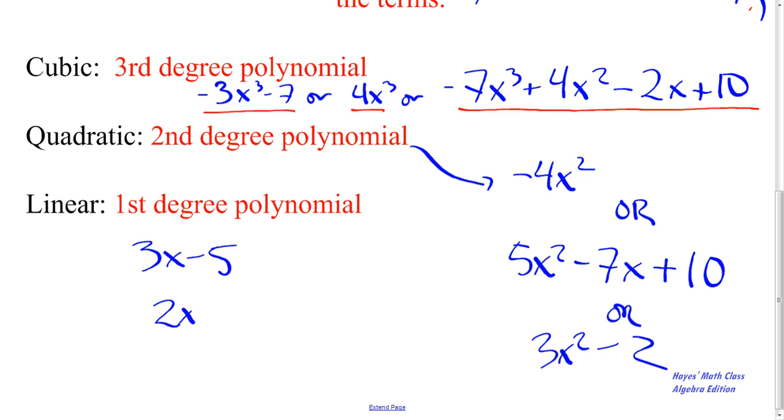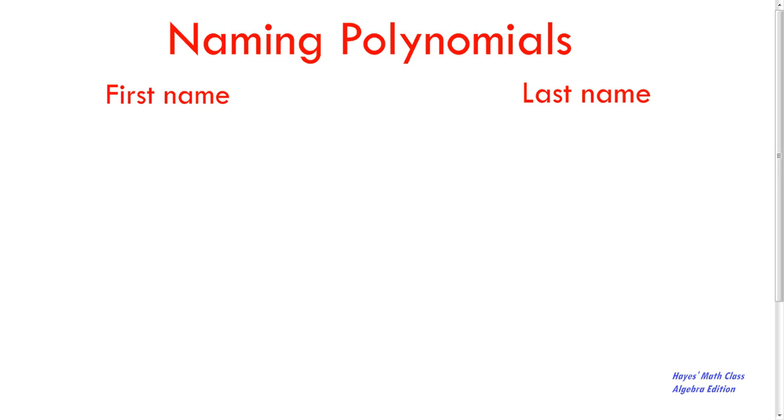So let's start putting some of the stuff all together. Now, when you're naming your polynomials, basically there's a first name and there's a last name. The first name has to do with the degree. The last name has to do with the number of terms.